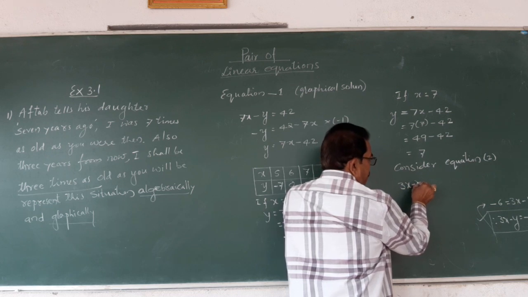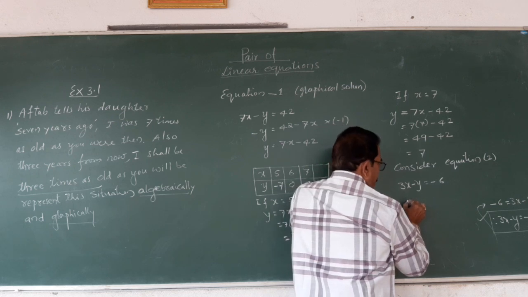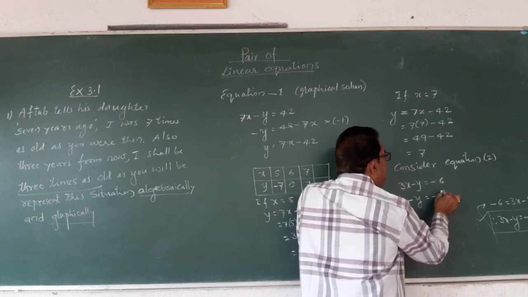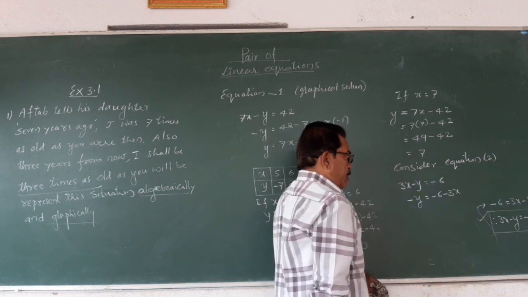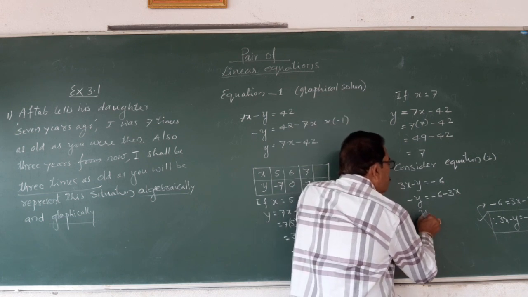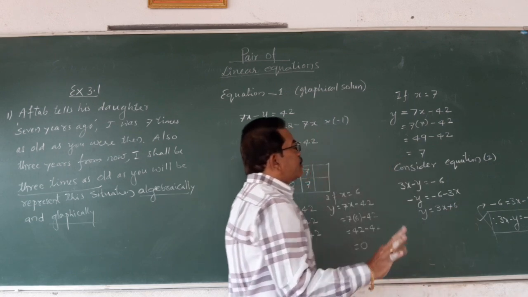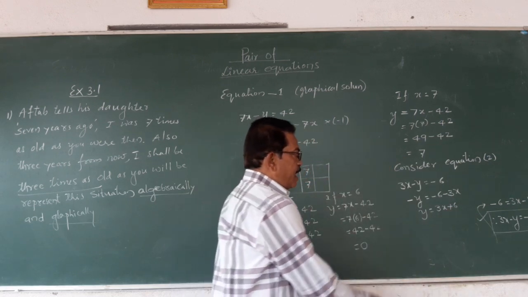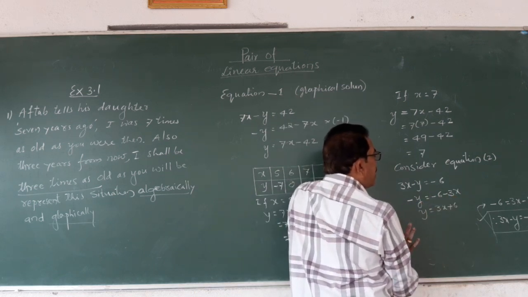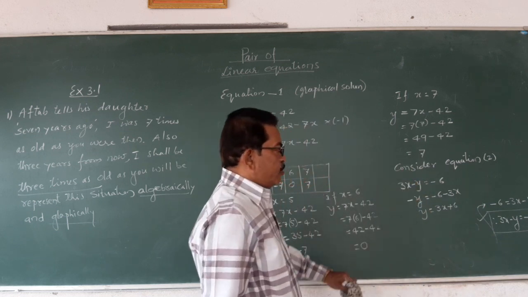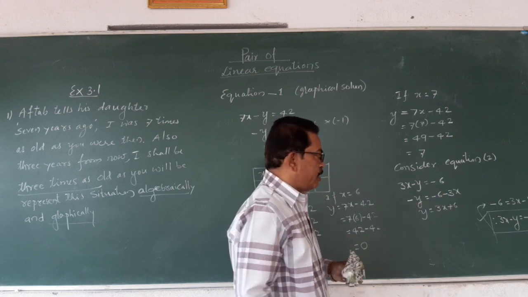3x minus y equals minus 6. Therefore, minus y equals minus 6 minus 3x when we transpose the terms. Then y equals 3x plus 6, or 6 plus 3x. So this is the modified format of minus y equals minus 6 minus 3x. All are containing negative sign, so we have removed those signs. Then y equals 3x plus 6.